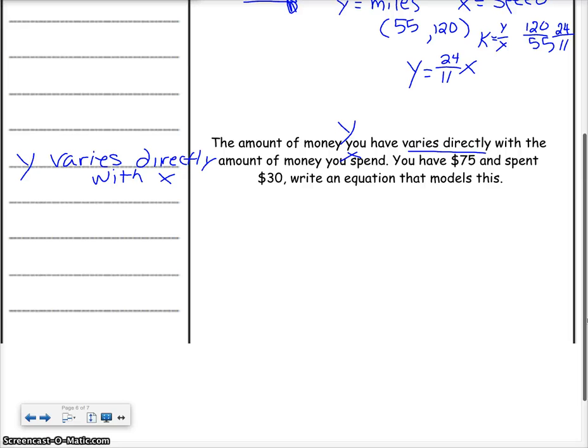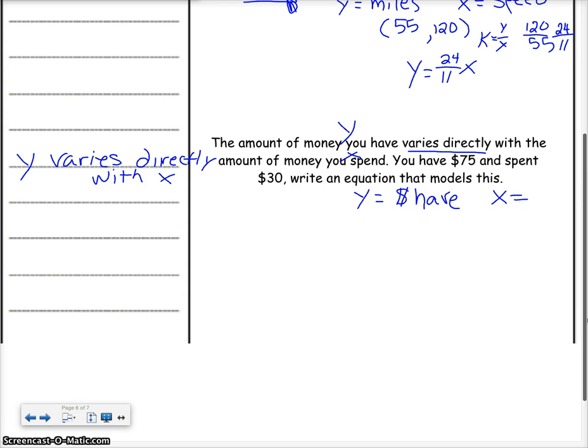So Y is what? The amount of money you have varies directly with the amount you spend. What is my Y? Your Y is 75. No, I want to know what am I talking about before varies directly? Money you have. Money I have. So money have is my Y. Then what am I talking about after varies directly? The amount of money you spend.